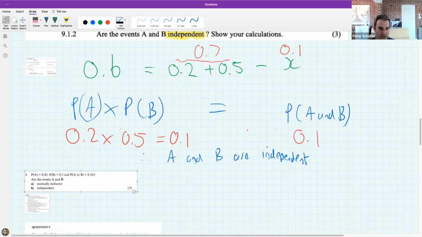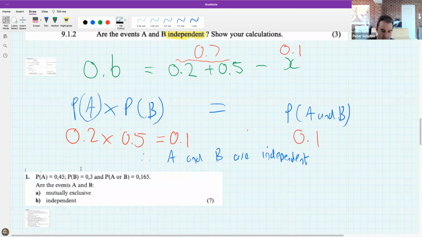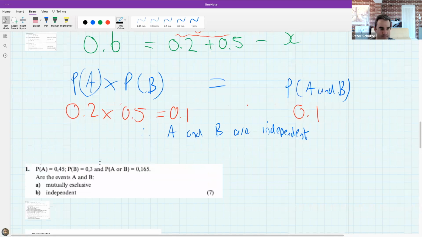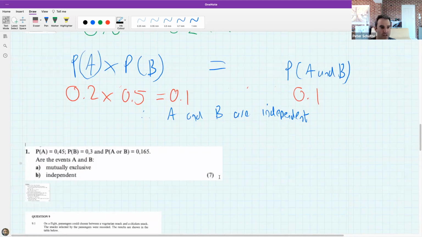So all I want you to do, we're going to finish with this question. And we're just going to ask the one that is here. So you're given this information, and I want to know, are these events A and B independent? We can talk about mutually exclusive afterwards, but for now let's just think about independent. What did we do last time, and can you do it again?